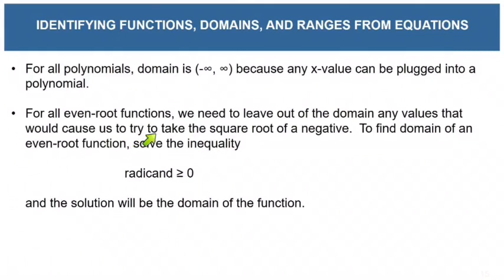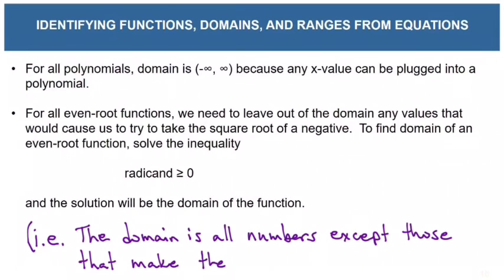Now with radical functions that are even roots, we need to leave out of the domain any values that would cause us to try to take the square root of a negative or the fourth root of a negative. You can't do the even root of a negative because it's imaginary. So when we find the domain here, it's only going to be the values that keep the radicand either positive or equal to 0. Equal to 0 is okay. Less than 0 is not okay. So you're going to take the radicand and make it greater than or equal to 0. Solve that, and the answer to that inequality will be the domain of your function. In other words, the domain is all the numbers except those that make the radicand negative.